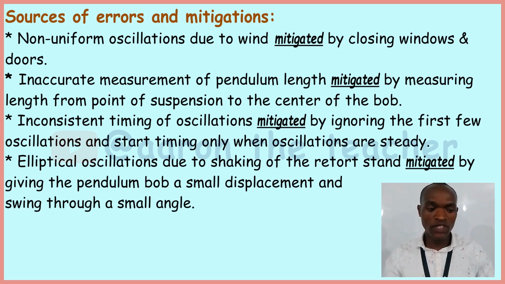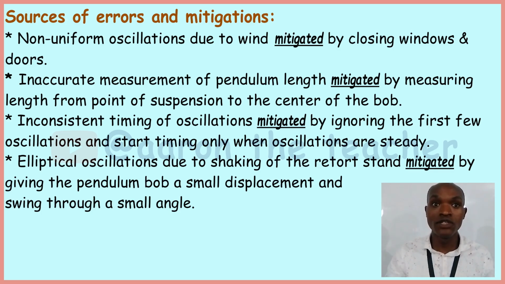The third one, inconsistent timing of oscillations. Like I said, I can fail to know when exactly to begin counting the oscillations. That also accounts for an error. How do you mitigate it? By ignoring the first few oscillations. Check the video very well, that's what I was doing.